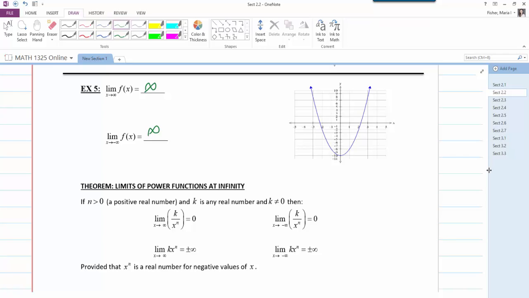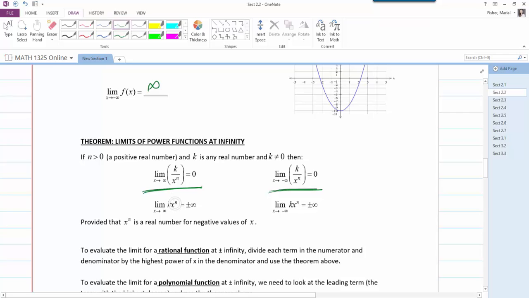How do we figure this stuff out? Theorem for limits of power functions at infinity. We're going to say that n is greater than 0, which just means it's a positive real number, and k is going to be any real number, just a constant, where k doesn't equal 0. Then the following is true. The limit as x approaches infinity of k over x to the n is going to equal 0. Same thing here: the limit as x approaches negative infinity of k over x to the n is equal to 0. So if you have a number over x to any power, then you're going to be approaching 0 as you go to negative or positive infinity.